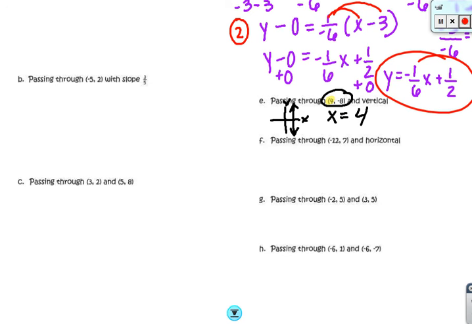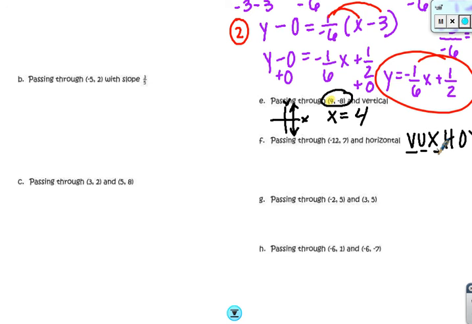Remember our VUX toy? It says the line's vertical. We know the slope is undefined, and we should be looking at the x part of our point. So the x part of our point is 4. We should have x equals 4.